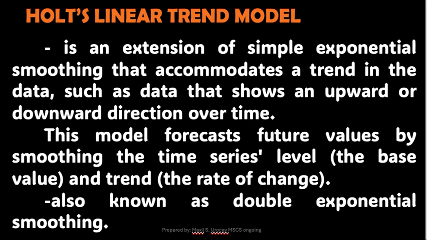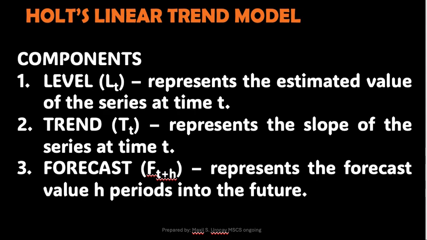which are the level, the trend, and the forecast. The level represents the estimated value of the series at time t, the trend represents the slope of the series at time t, and the forecast represents the forecast value h periods into the future. By the way, you cannot check the future or forecasted data if you cannot check the current level and the current trend. You have to do it step by step in order to achieve the latter part.